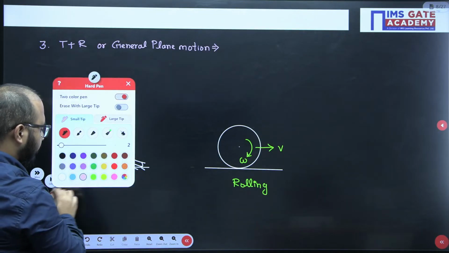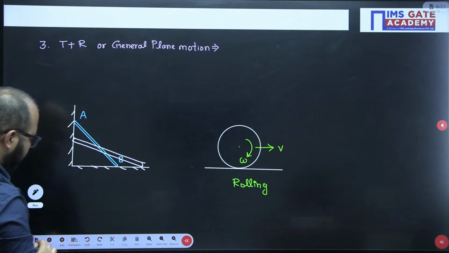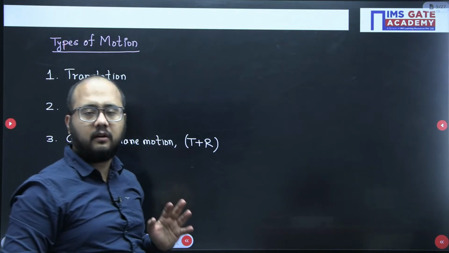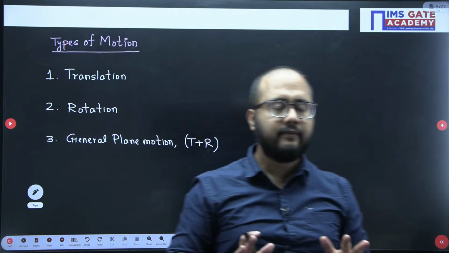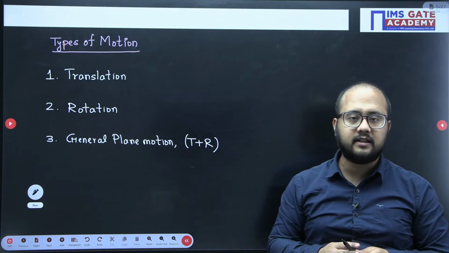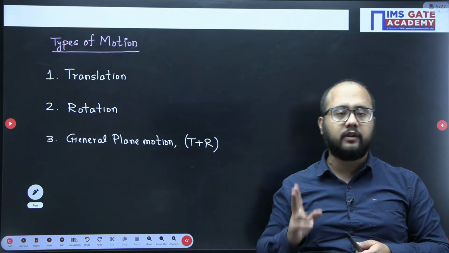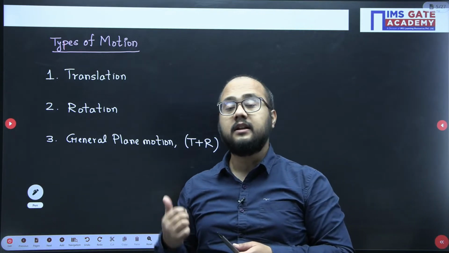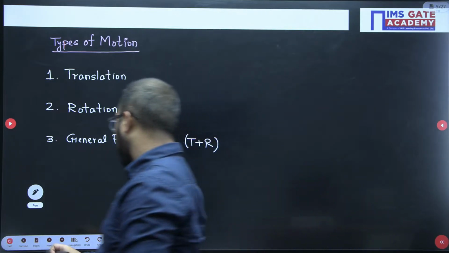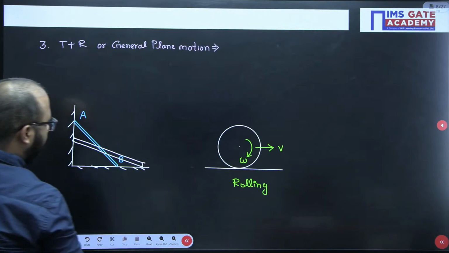Now next, I hope all three motions are clear to everyone. So we talked about translation, rotation and general plane motion. So very basic thing. Now coming to the concept regarding the velocity analysis, as I told you, there are two methods, the relative velocity method and the I-center approach. Okay, so let us discuss both the methods here. First, relative velocity we will be discussing.